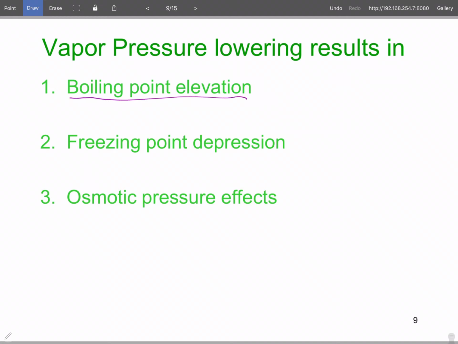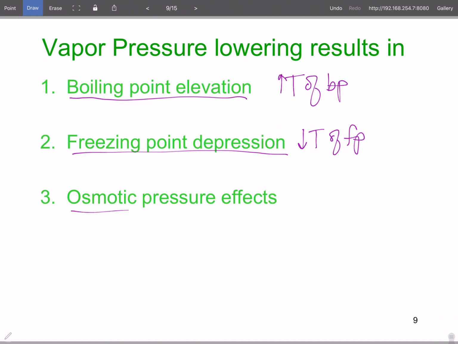Boiling point elevation. That means that you increase the temperature of a boiling point if you add a solute to it. Freezing point depression, you're going to decrease the temperature of the freezing point. And you know this easily because in the winter, if they're trying to get rid of ice on the road, they salt the road. Well, why do they do that? Well, they do that because once you add the salt to the ice on the road, it makes the freezing point much less than 0.